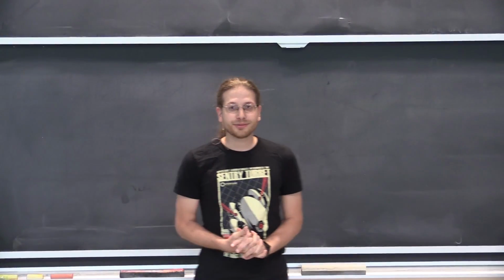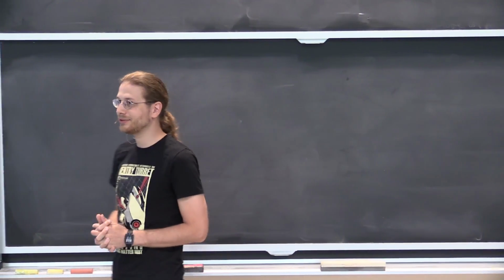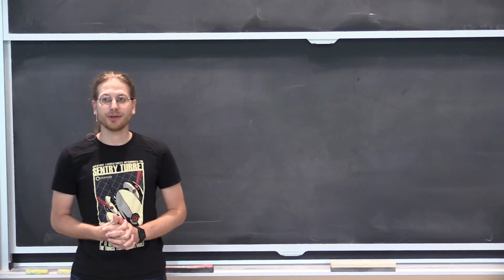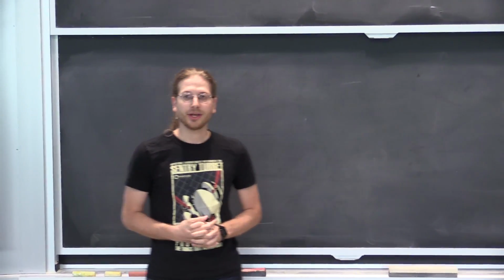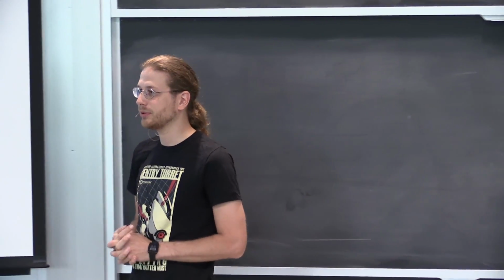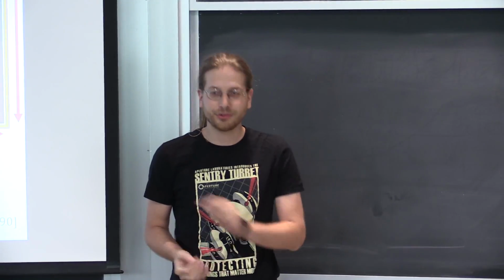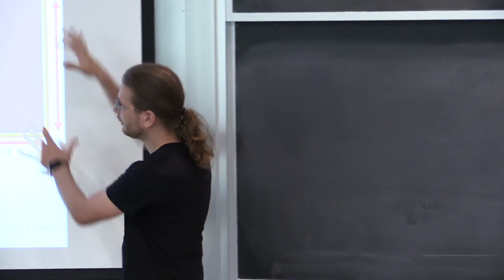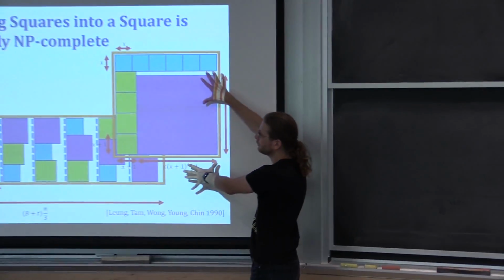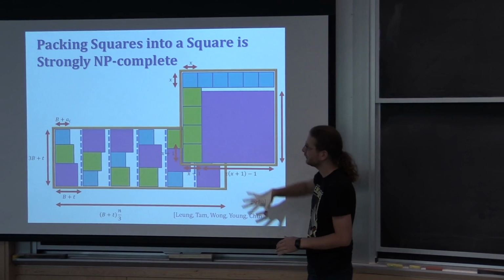All right, welcome back to 6890. Today we continue our theme of reductions, NP-hardness reductions from three-partition. Yesterday we saw a couple of different reductions from three-partition and then a bunch of reductions from those problems, various puzzles. The last one we covered was packing squares into a square. This is just a reminder visually what it looks like.